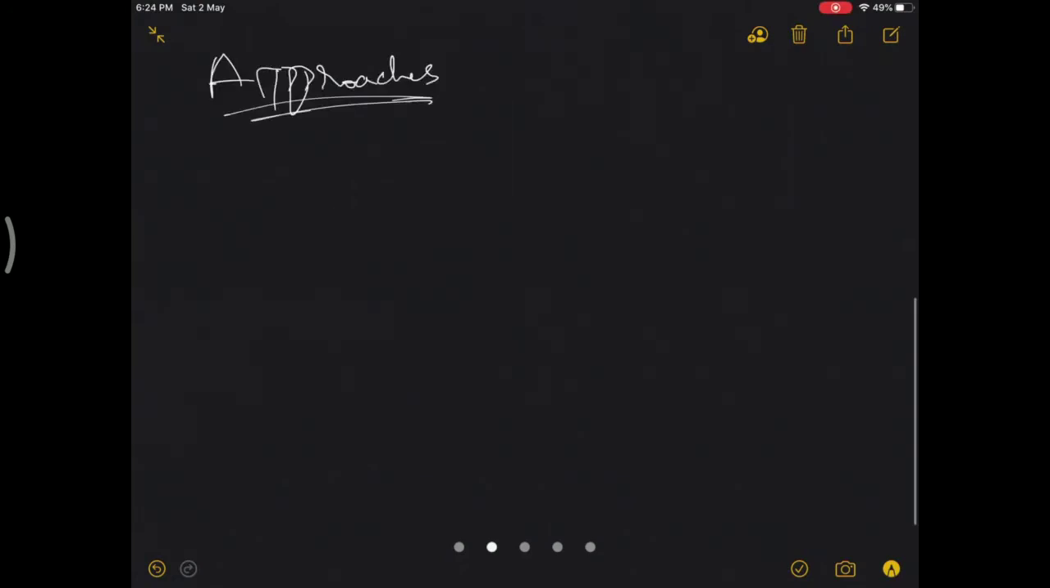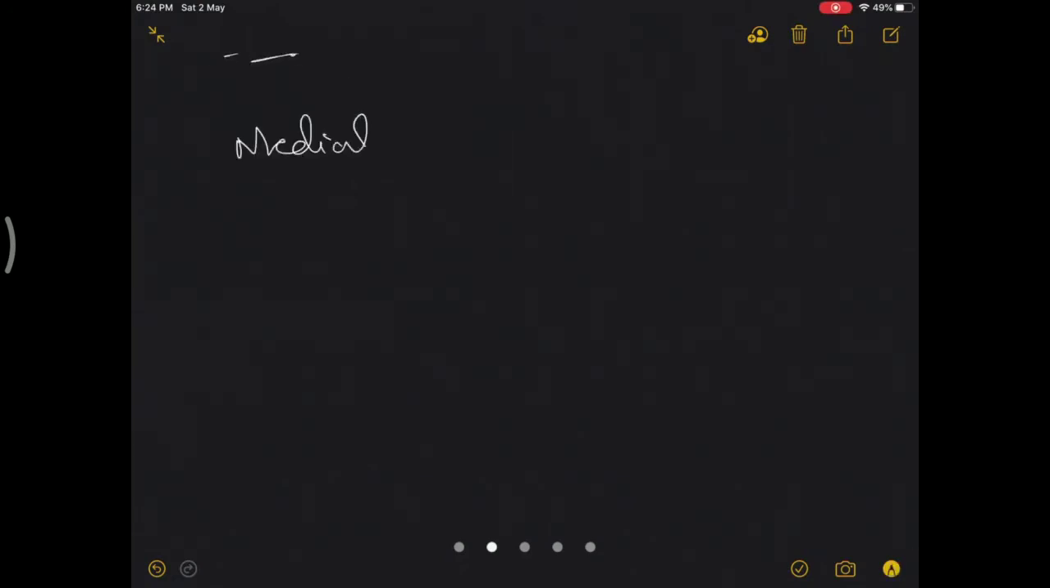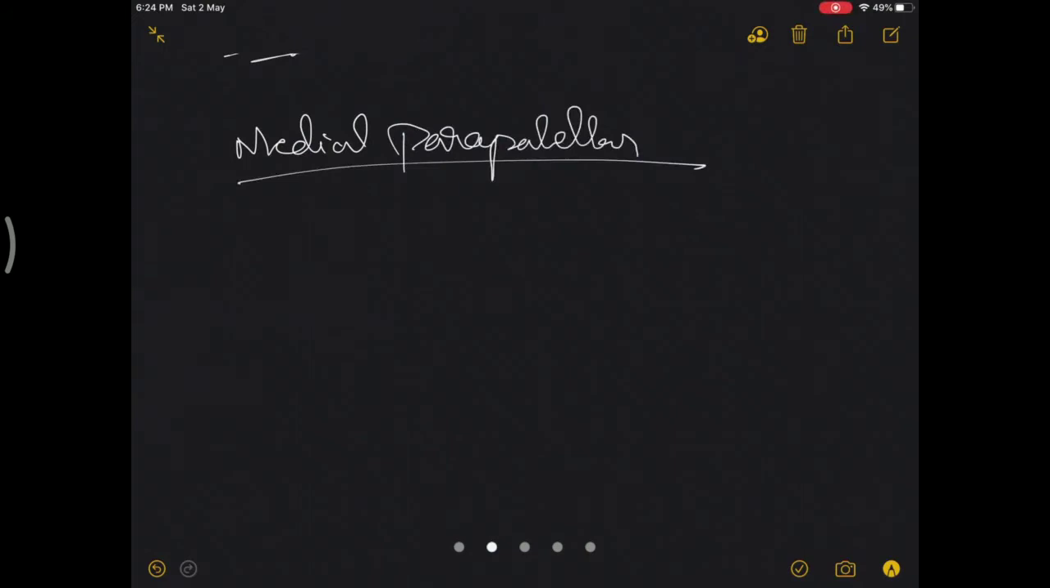We have the standard medial parapatellar approach. In most scenarios you can get away with this approach. Here you will take a median or a paramedian incision on the medial aspect of the knee.